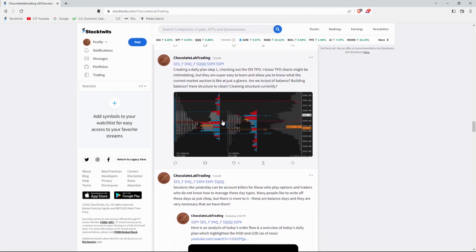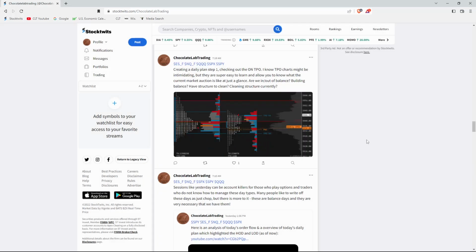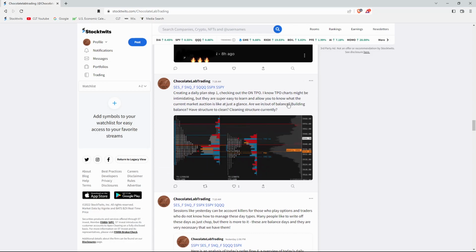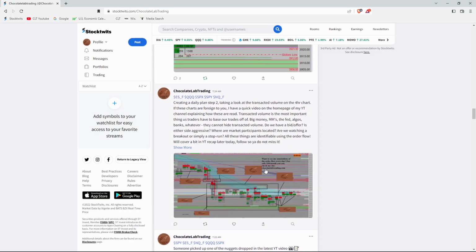So creating the daily plan, step one, as always, I start with the TPO chart. Each one of these that I'm circling is called a market profile. People call these market profile charts as well. So we're looking at the shapes of the profiles, the highs, the lows, where points of control are lying, value area high, value area low, stuff like that to gauge market sentiment as well as other things that I have listed here. From there, I'll annotate it and I throw it on our Discord server.